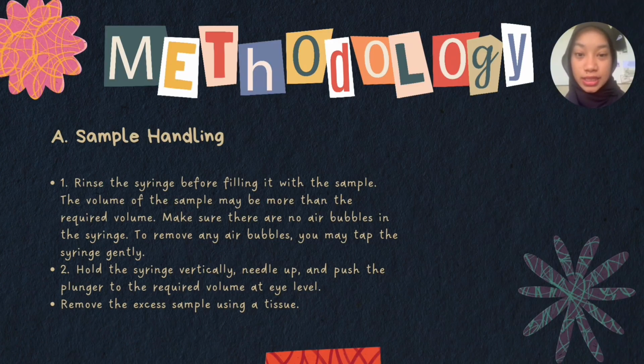So here is the methodology for gas chromatography. First, rinse the syringe before filling it with the sample, and the volume of the sample may be more than the required volume. Make sure there are no air bubbles in the syringe. To remove air bubbles, gently tap the syringe, and then hold the syringe vertically, needle up, and push the plunger to the required volume at eye level. Lastly, remove the excess sample using the tissue.